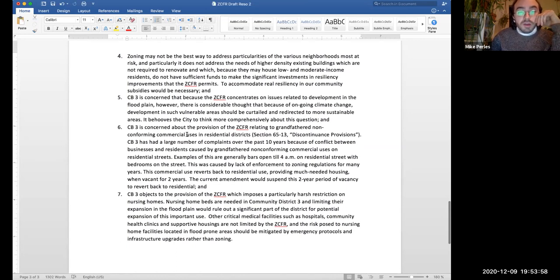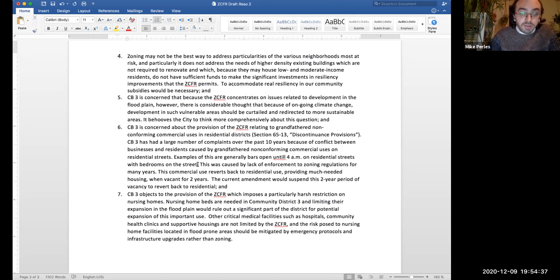And CB3 is concerned about the provision of the ZCFR relating to grandfathered non-conforming commercial uses in residential districts, section 65-13, discontinuance provisions. CB3 has had a large number of complaints over the past 10 years because of conflict between businesses and residents caused by grandfathered non-conforming commercial uses on residential streets. Examples of this are generally bars open until 4 a.m. on residential streets with bedrooms on the street.